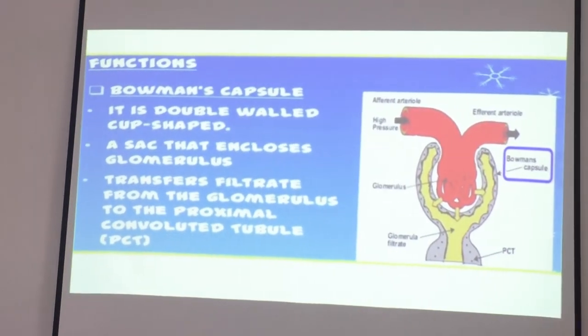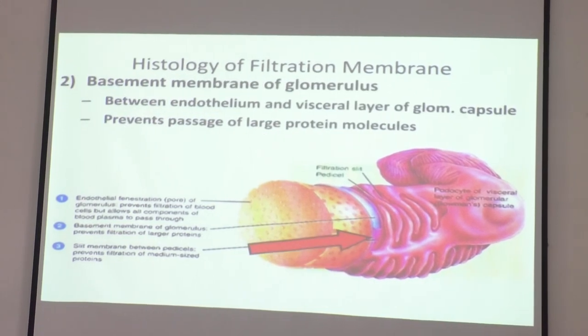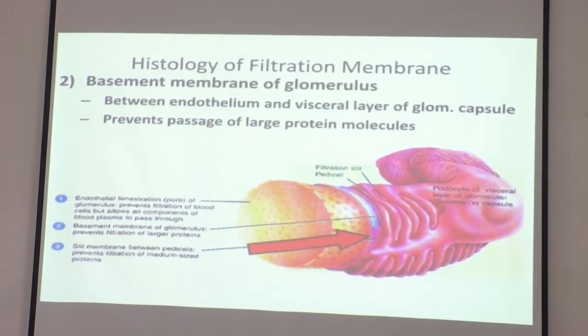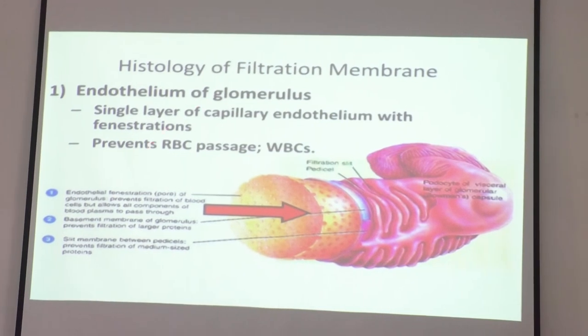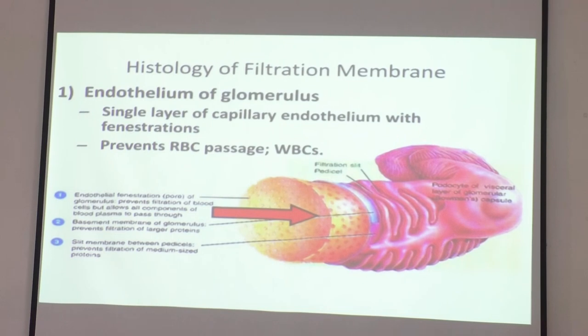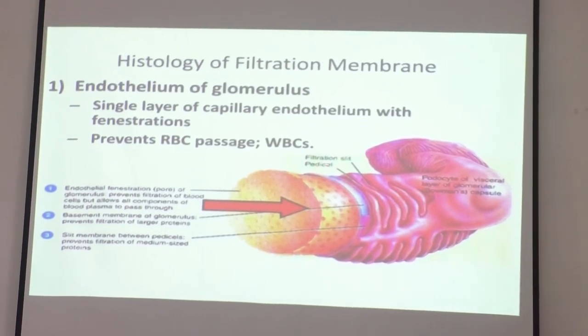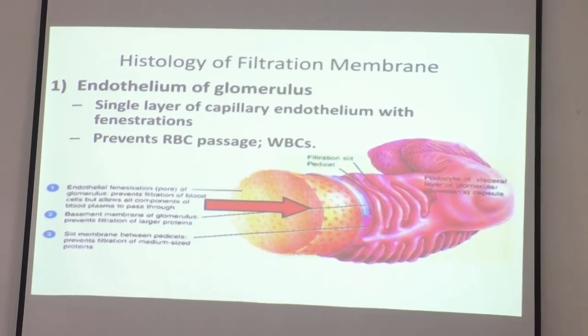Differences in the glomerulus, all this you have learned, and this is also important: histology of the filtration membrane. It consists of three layers, okay? Endothelium of the glomerulus: a single layer of capillary endothelium with fenestrations. It prevents passage of RBC and WBC. This is the endothelium. Basement membrane: this one is the basement membrane between the endothelium and the visceral layer of the glomerular capsule. It prevents passage of large protein molecules.